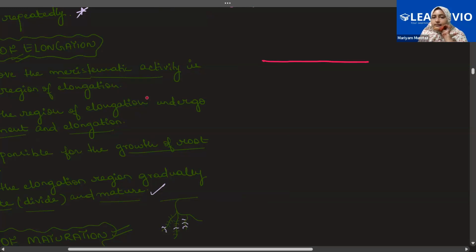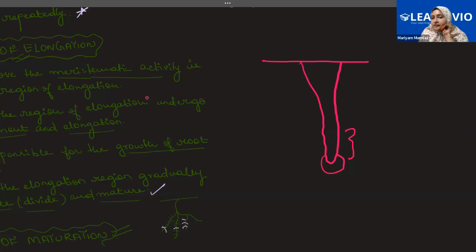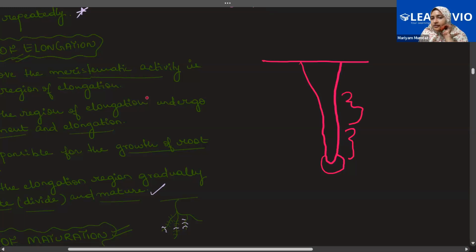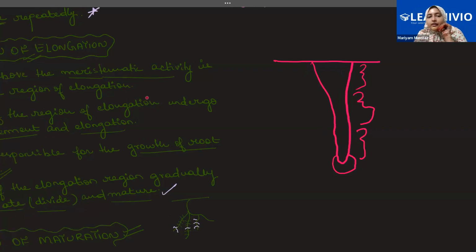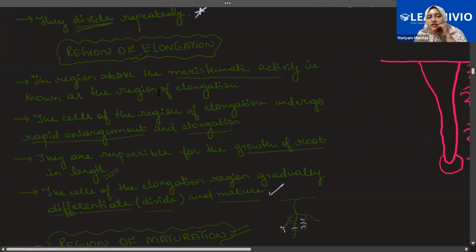See here, I am drawing a thicker version of the root. This is the root cap. Above the root cap is the meristematic region. Above the meristematic region is the elongation region, this part. And above that is the maturation. This is how it is divided. It starts from the bottom. So the region of elongation is present above the region of meristematic activity.